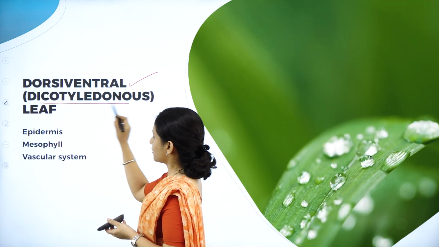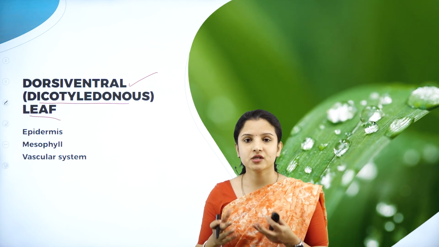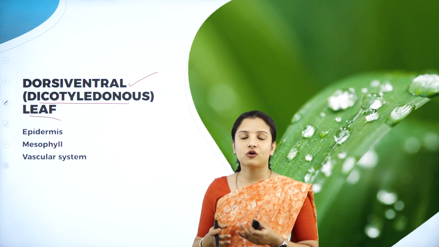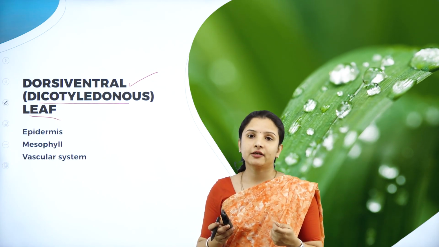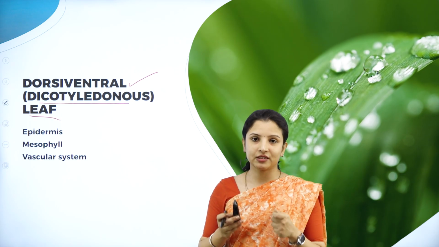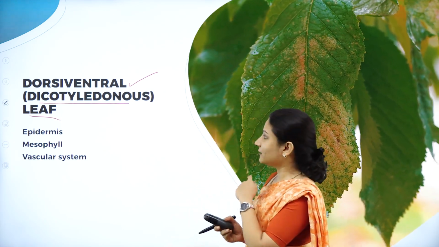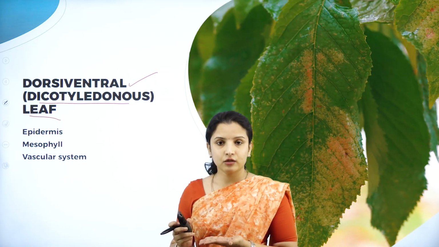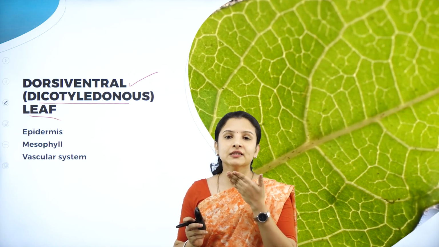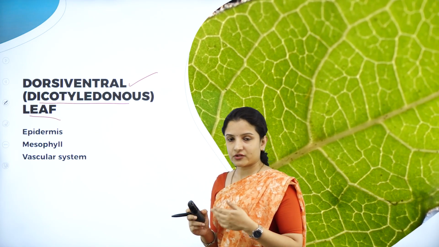So in today's session, we shall start with the dicotyledonous leaf, wherein one of the major morphological characters is the arrangement of the veins. That is, in dicots, almost all the species of the dicot plants have reticulate venation. Also, when you look at the upper surface, that is the dorsal surface, and the lower surface, that is the ventral surface, they are different in their morphological characters. Therefore, it is also called the dorsiventral leaf.